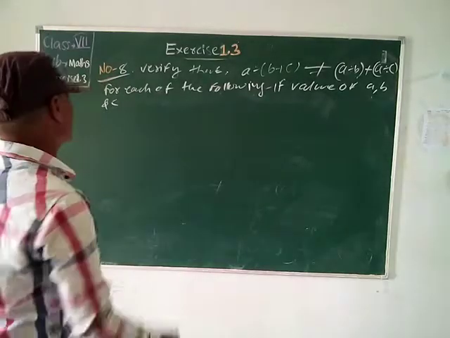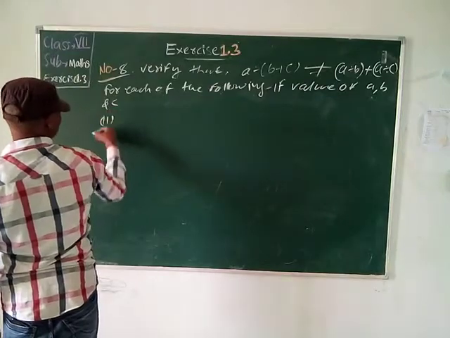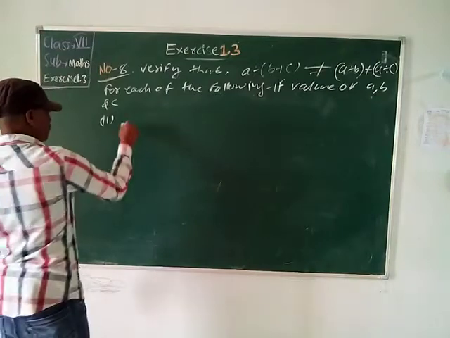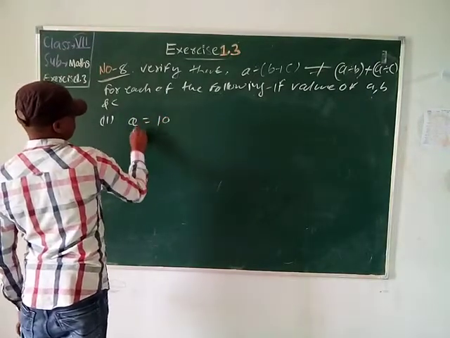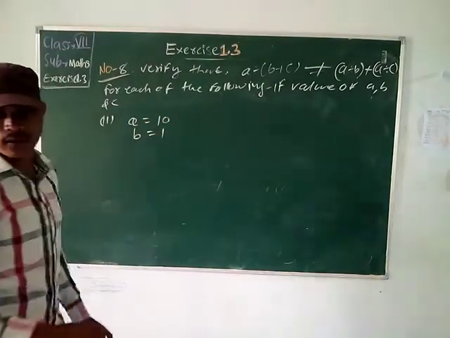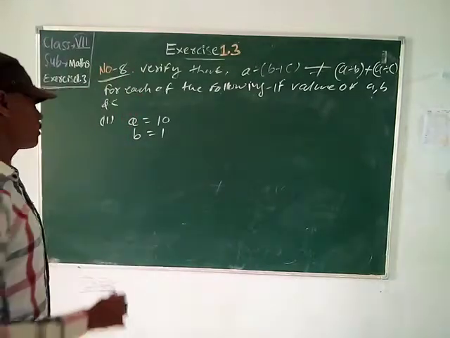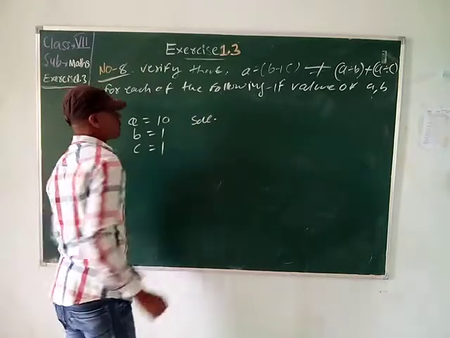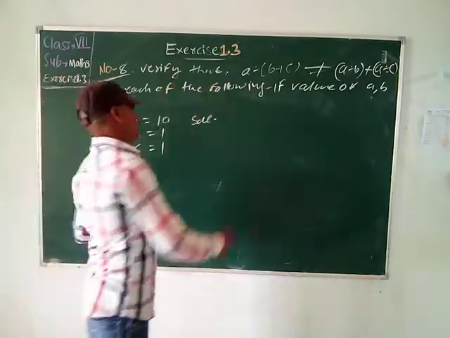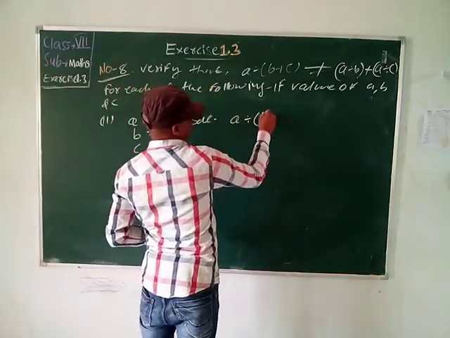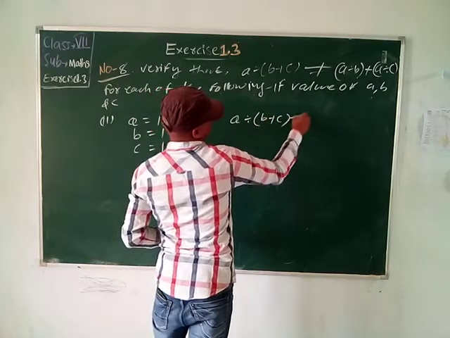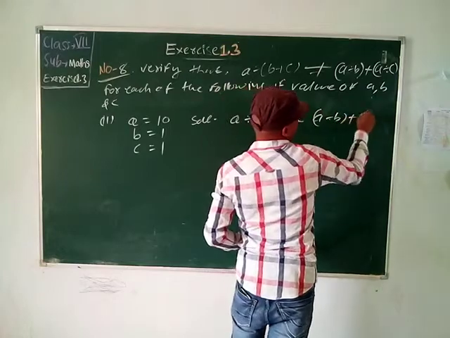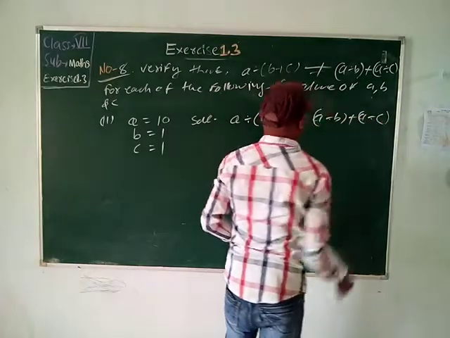Now we will do the second part. The value of a equal to 10, b equal to 1, and c equal to 1. Then solution. Here we see a divided by b plus c, and compare with a divided by b plus a divided by c.